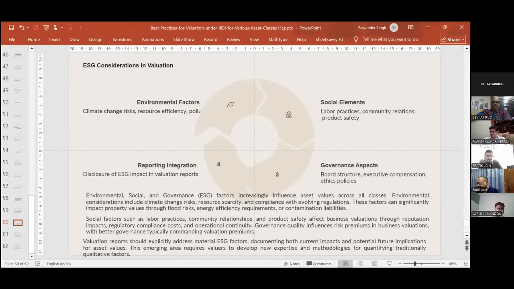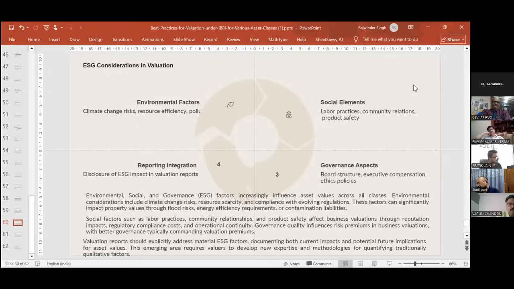Social factors such as labor practices, community relationships, and product safety affect business valuations through reputation impacts, regulatory compliance costs, and operational continuity. Governance quality influences risk premiums in business valuations, with better governance typically commanding valuation premiums.